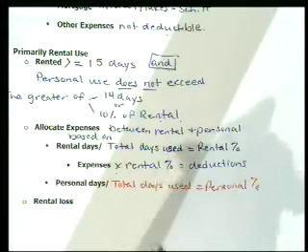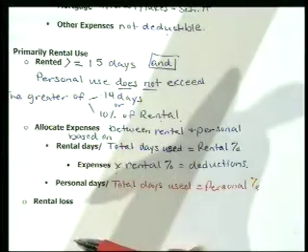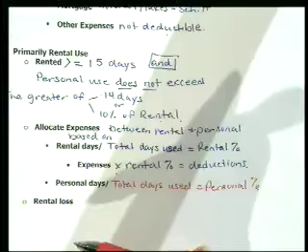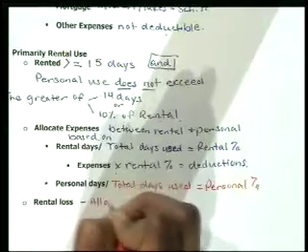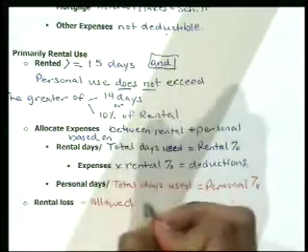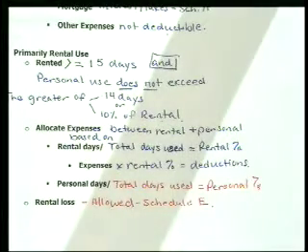Okay. The good thing about when it's primarily rental use, if I go through my Schedule E and I report my income minus my expenses and it ends up with a rental loss, that rental loss is allowed. I can deduct a rental loss. So a rental loss is allowed on my Schedule E. So that is the benefit of your primarily rental use property: if it's primarily rental and you end up with a loss, then it's a deductible loss. You can take the loss. So that's the good thing about that one.